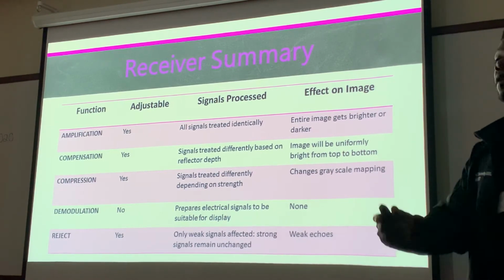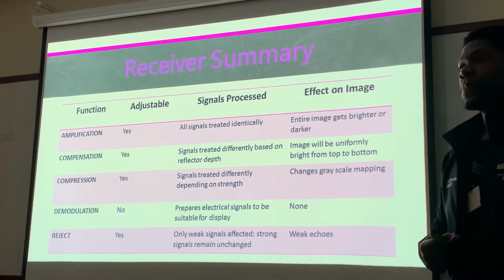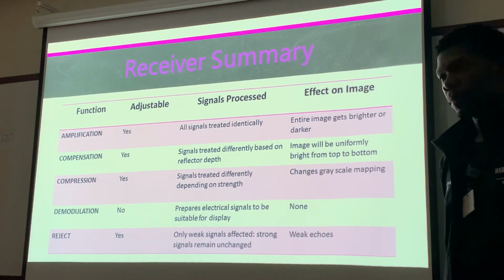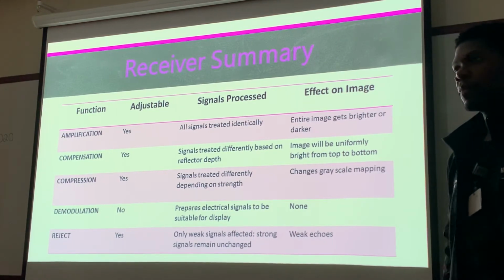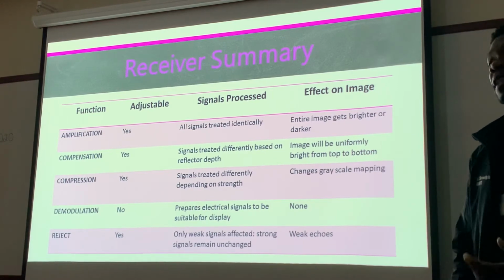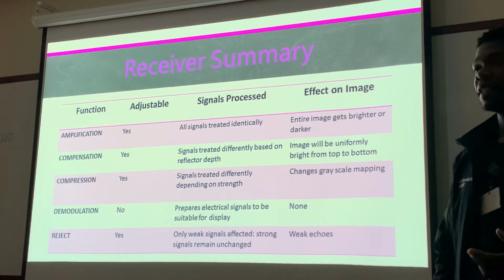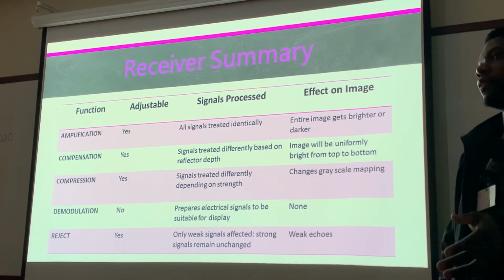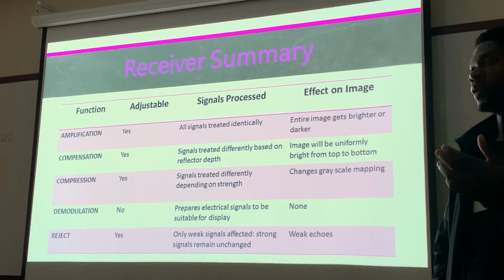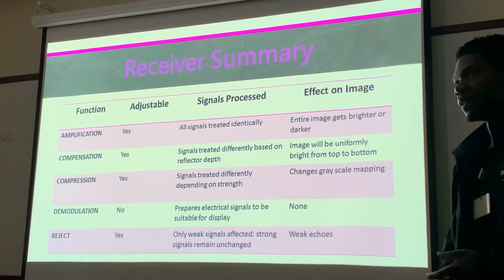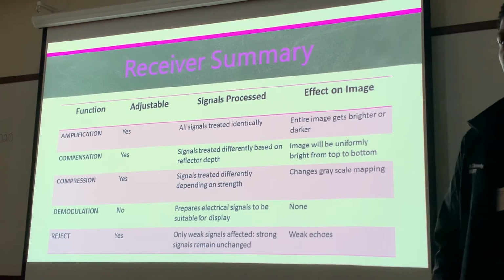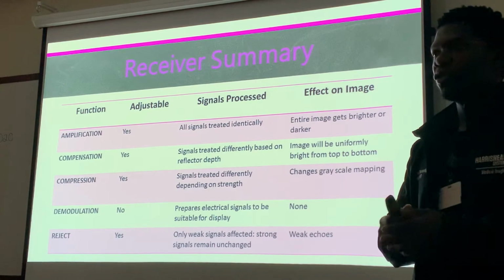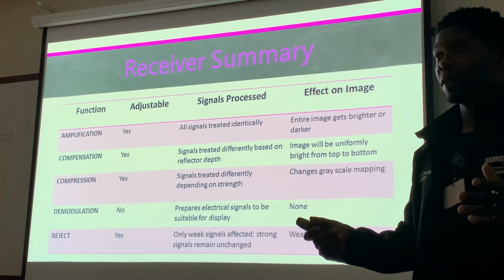Okay? Yes, sir. So for demodulation, if you don't have any adjustable and no effect on the image, what's the main function? The main function is to keep our signals consistent coming to the ultrasound system. It doesn't affect us as a sonographer, but it affects the system itself as far as having our signals come in with consistency. That's just something the machine does automatically. It's all about having consistent signals throughout the whole process of acquiring images.